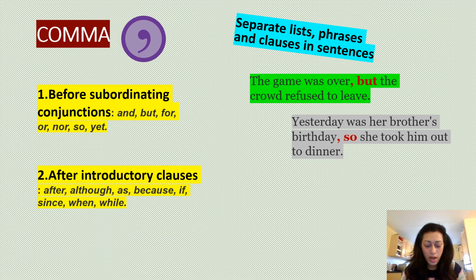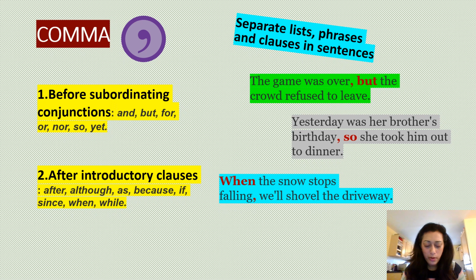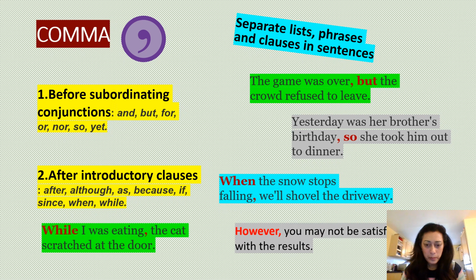Second, use commas after introductory clauses, phrases, or words that come before the main clause. Common starter words for introductory clauses that should be followed by a comma include after, although, as, because, if, since, when, while. For example, "When the snow stops falling, we'll shovel the driveway." "While I was eating, the cat scratched at the door." "However, you may not be satisfied with the results."